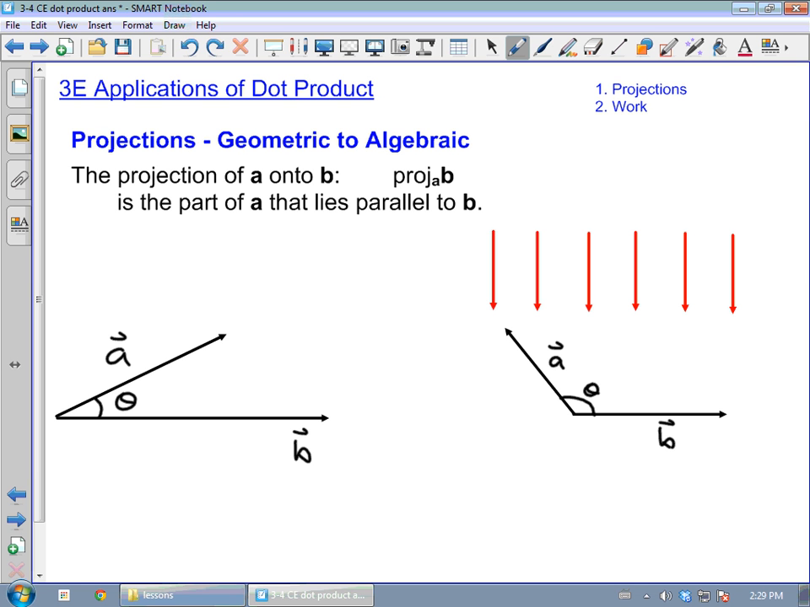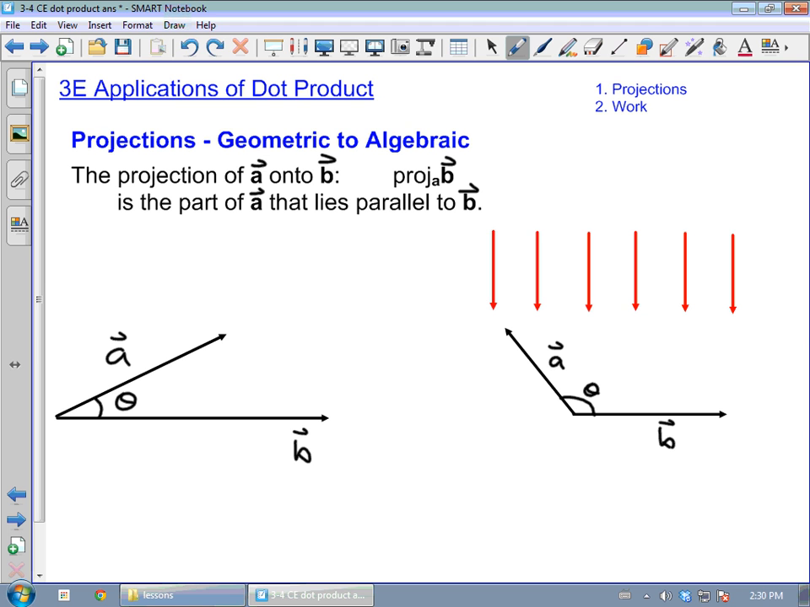Okay. So first off, the definition here. The projection of a vector A onto vector B, we're going to use this notation to indicate a projection: PROJ, subscript B, then vector A. So what we're doing is we're projecting the vector A onto the vector B. And what we mean when we do a projection is that the projection of A onto B is just that part of vector A that lies parallel to vector B.